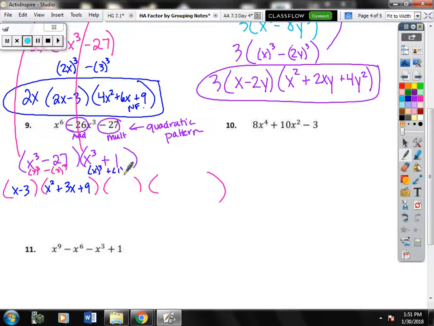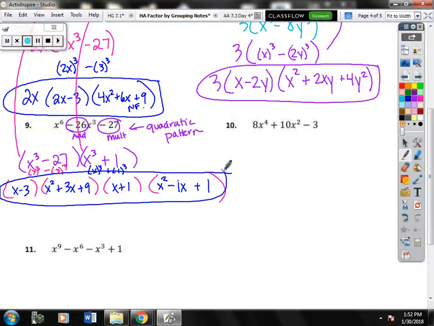The only thing that changes is the symbols. So this will be x plus 1, and then it's a squared minus ab plus b squared, so x squared minus 1x plus 1. We are not solving any of these. You want to see if you can factor any of them further. Do we know numbers that multiply to 9 and add to 3? No. Do we know numbers that multiply to 1 and add to negative 1? No.